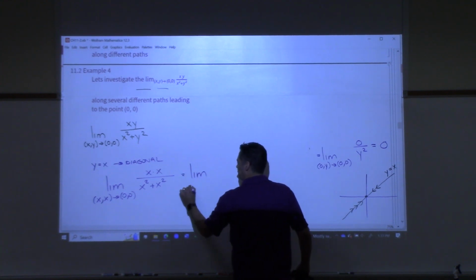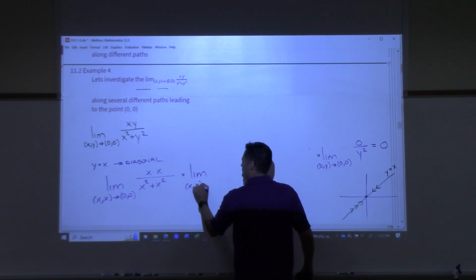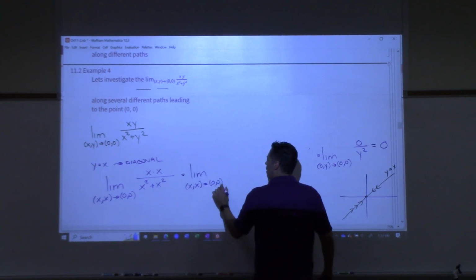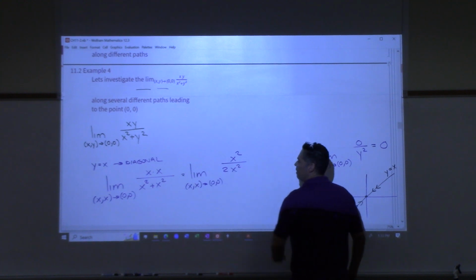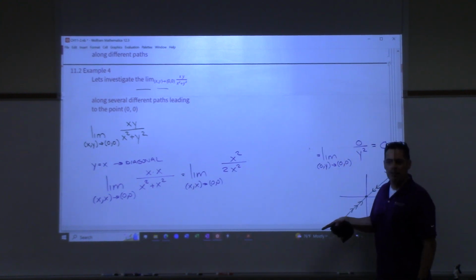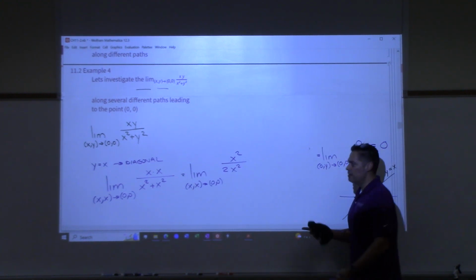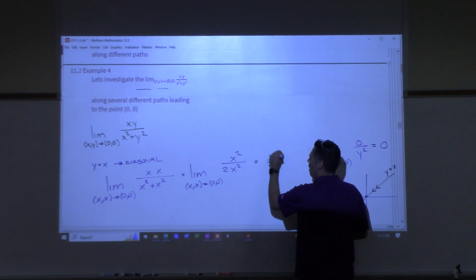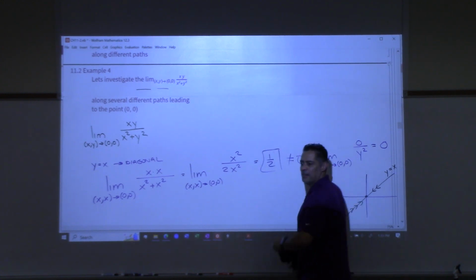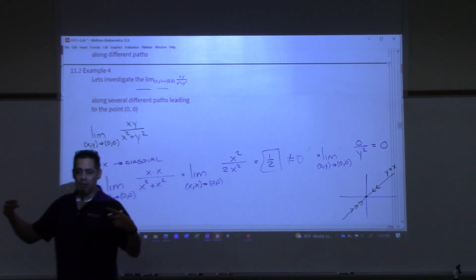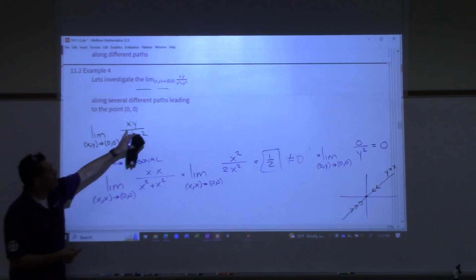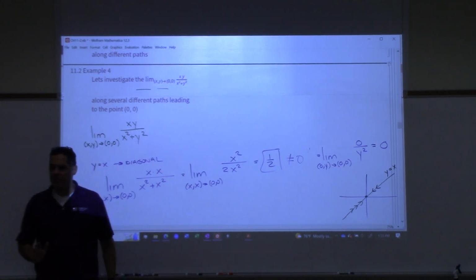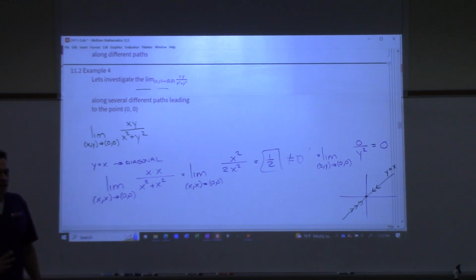Limit as (x, y) approaches (0, 0). We get x squared on top, and on the bottom we get 2x squared, don't we? And then the x squareds go away, right? And you just get 1/2. And guess what? That's not 0, right? The other two paths were 0, and this path is 1/2, which means I've shown now that this limit in general does not exist.